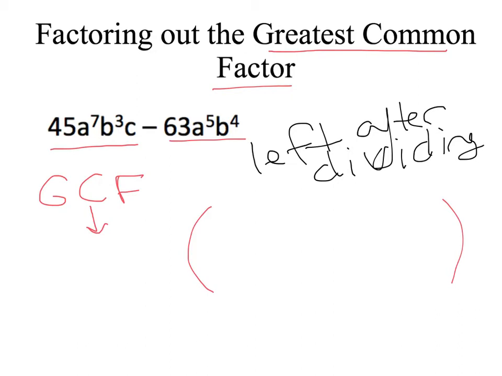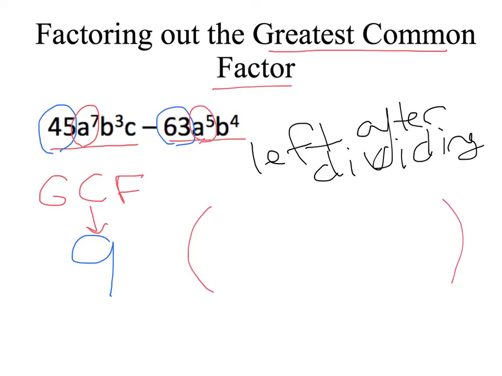So in these terms, we look at what's the largest thing we can remove from both 45 and 63 first, our coefficients. You could do the factor tree method, you could list all the factors, but to save some time today, we're just going to look at these and we'll say that the biggest number that divides evenly into both of them is 9.